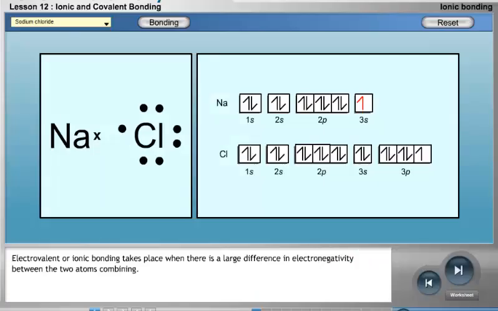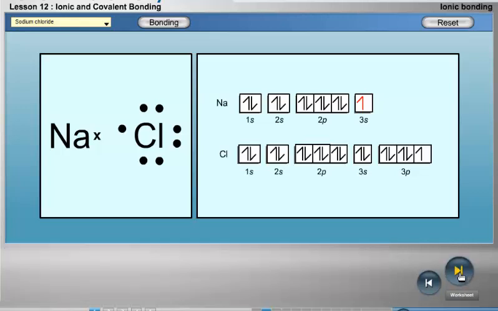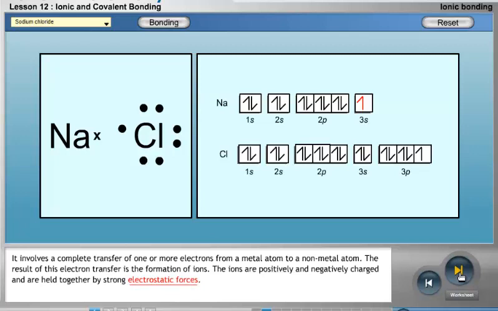Electrovalent or ionic bonding takes place when there is a large difference in electronegativity between the two atoms combining. It involves a complete transfer of one or more electrons from a metal atom to a non-metal atom. The result of this electron transfer is the formation of ions. The ions are positively and negatively charged and are held together by strong electrostatic forces.